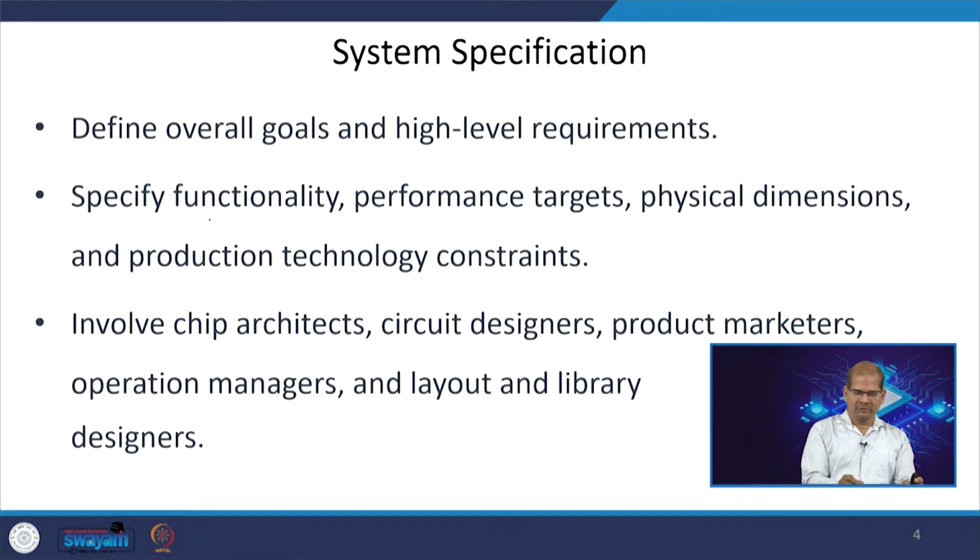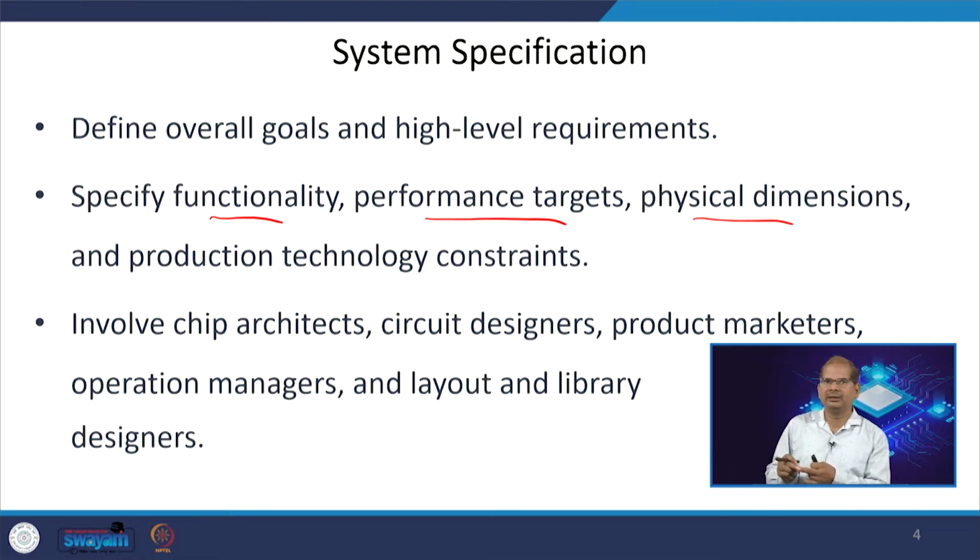So, the functionality, performance target and physical dimension, that is, the size of the chip, are also important, because in some cases the size of the chip will not fit the area of your device. In that case we need to think of different types of packaging to fit it. So, the physical dimension of the chip needs to be provided in the system specification, and which technology node we are implementing also needs to be specified.